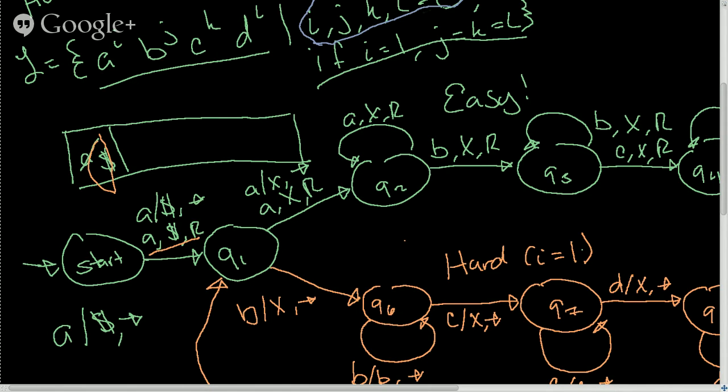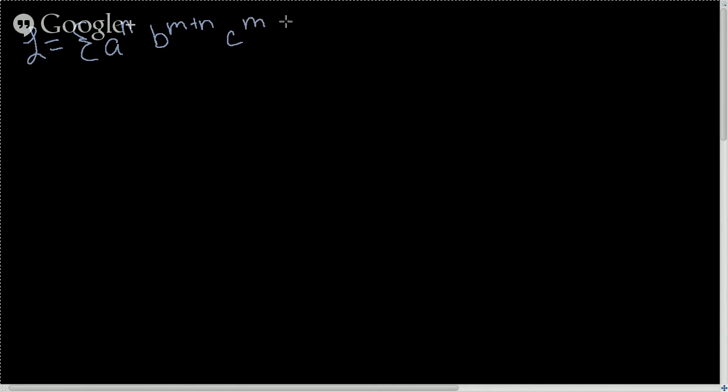So let's have a really basic context-free grammar that we can work with here. This was on one of your homeworks, and I'm not sure if you think this is very basic, but that's okay. L equals a to the n, b to the m plus n, c to the m, such that n is greater than or equal to 0 and m is greater than 0.